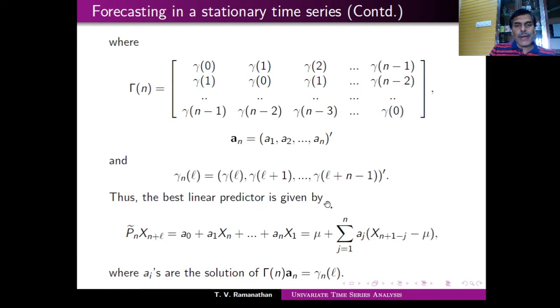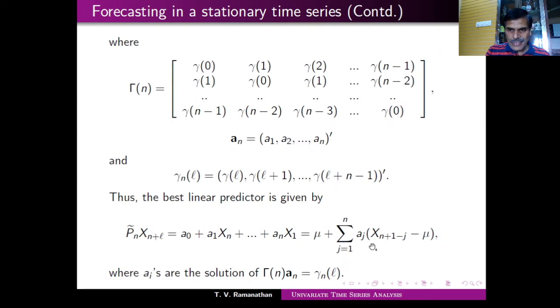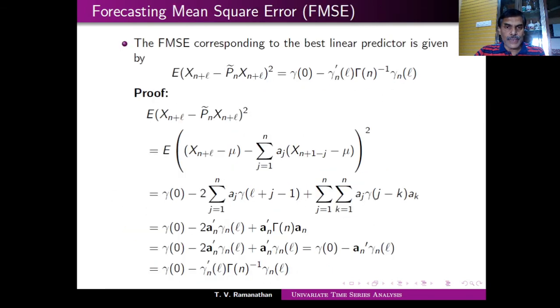So the best predictor is given by this quantity, or you may write it as mu plus summation aj times (xn plus 1 minus mu), where this is not difficult because this is actually a naught. I have mixed it with this. You see, a naught is this, so I mix it with that. So it is mu plus summation 1 to n aj (xn plus 1 minus j minus mu), where the a's are the solutions of this equation, right? So this is how you find the best linear predictor in the case of a general stationary process.